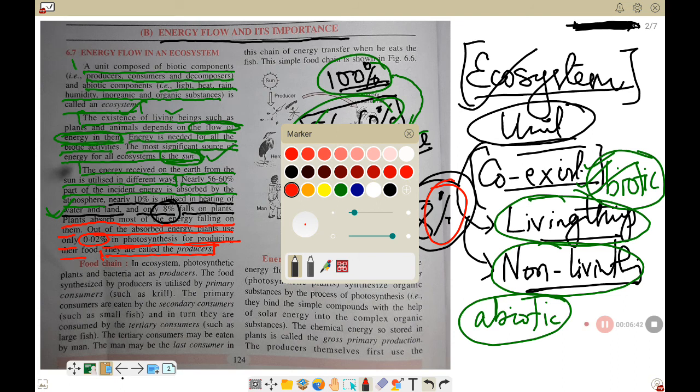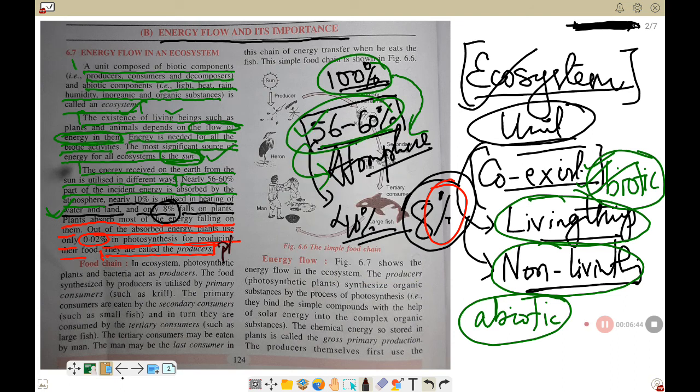Okay, you must realize here that plants are the producers, because plants prepare their own food by the process of photosynthesis. And for the process of photosynthesis, what do we need? Sunlight. And out of 100% of sunlight, only 8% reaches or falls on the plant. Alright, is that understood? Now let's see the food chain.